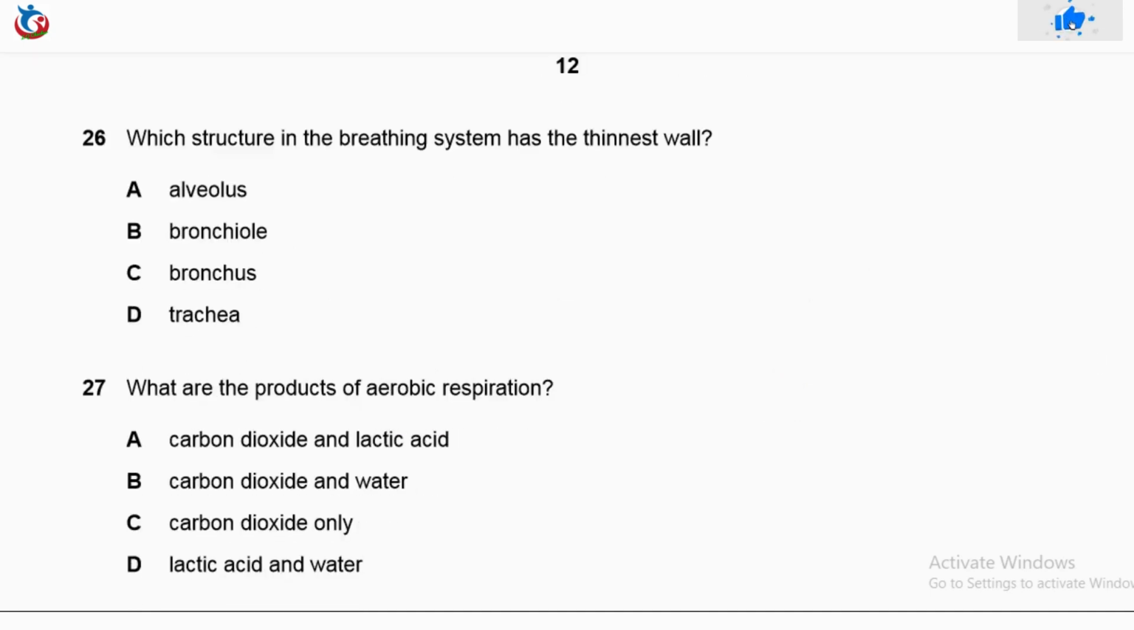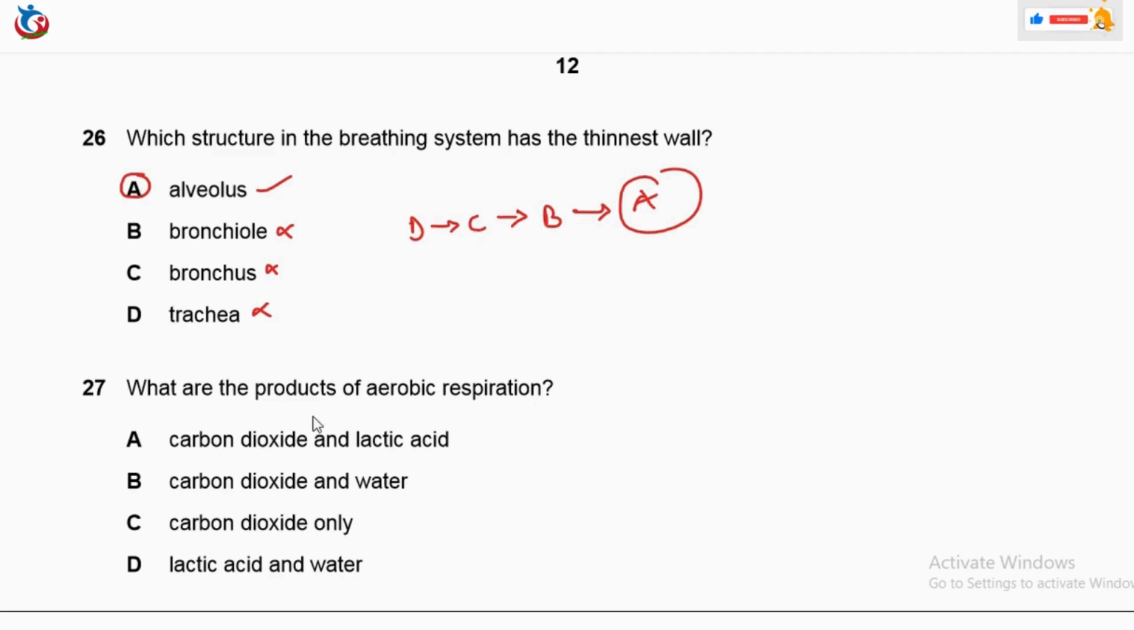Question 26 says, which structure in the breathing system has the thinnest wall? The thinnest wall is not present in the bronchiole, it's not present in the bronchus, it's not present in the trachea. If you arrange it from the largest to the smallest, you will have D to C to B, then finally A. So A, the alveoli, is the one with the thinnest wall, and that is where gaseous exchange takes place.